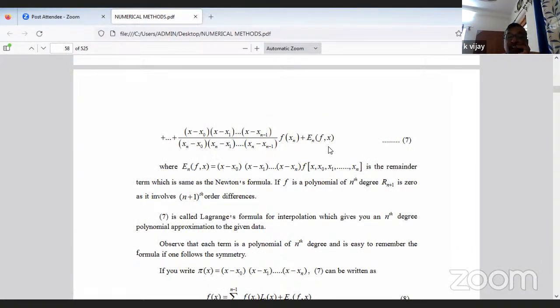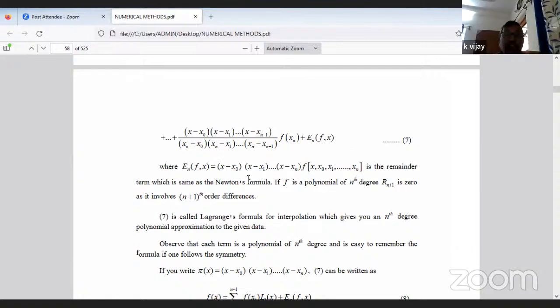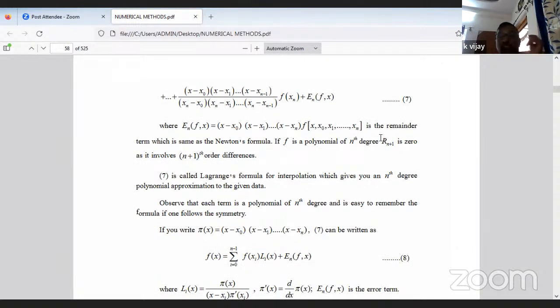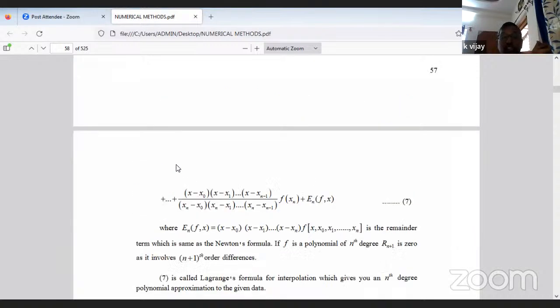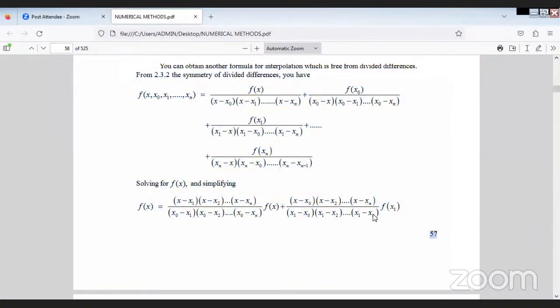The nth function we are taking, that is the error en f of x. So what is en f of x? It is x minus x0, x minus x1, and so on, x minus xn. We are taking x0, x1, and so on, xn. The remainder term is the same as in the Newton formula, involving n plus 1 order differences. So this equation, the above equation, is called Lagrange's interpolation formula.